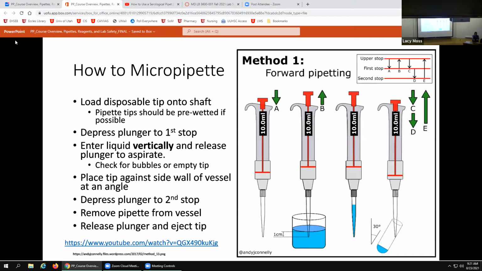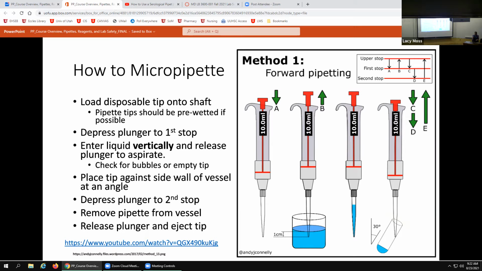All right, so how to micropipette. We're actually going to do this in lab today. So the plunger has 2 stops on it. The first stop is where you push it down and it gets a little bit of resistance. That's considered the first stop. And if you push down a little more, that's the second stop. So first thing you're going to do is make sure you put a tip on the pipette. All right, so load your disposable tip.